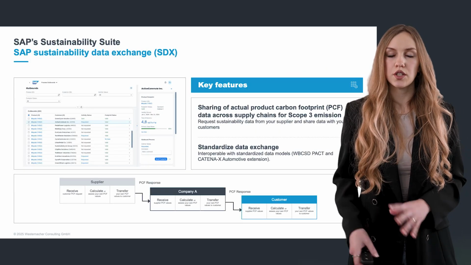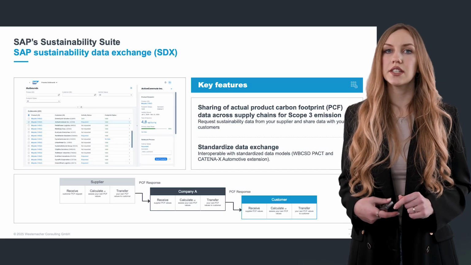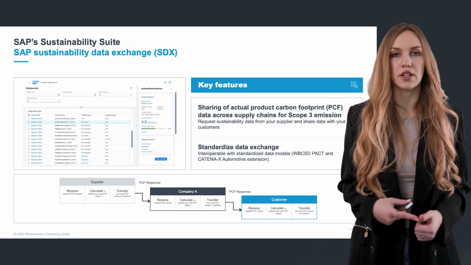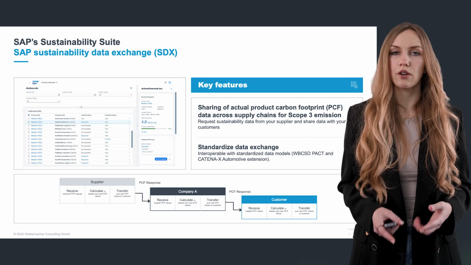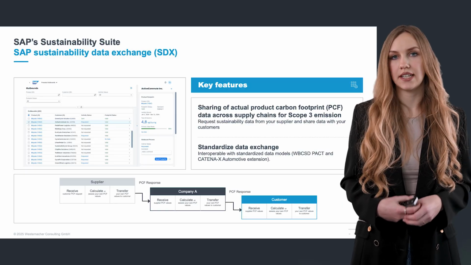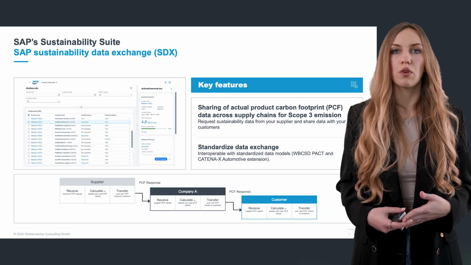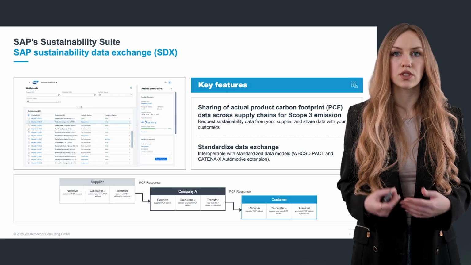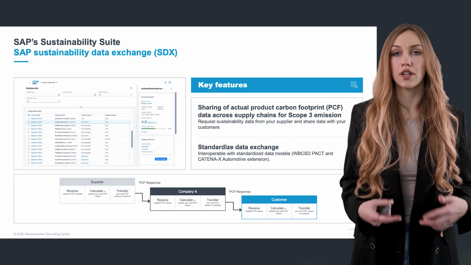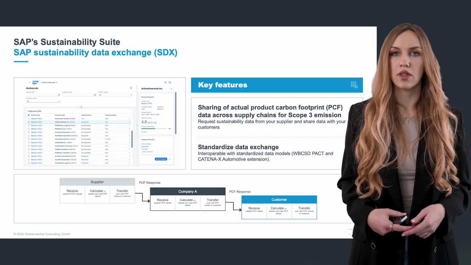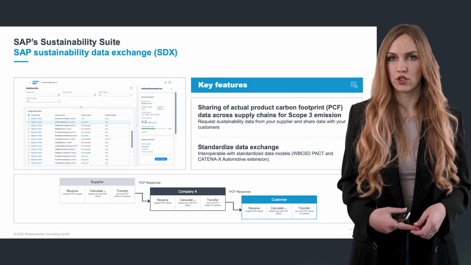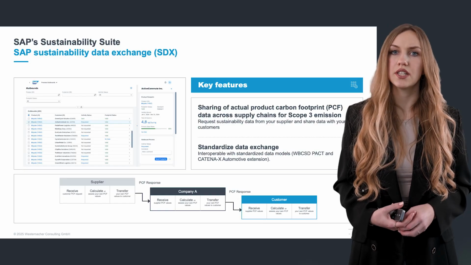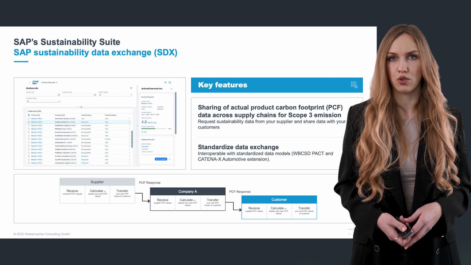We just talked about solutions to collect data and to report data for our company, but now we want to share this data with customers and suppliers. And there our tool to go to is SAP Sustainability Data Exchange. This is a platform where we can share actual product carbon footprints for the Scope 3 emissions with suppliers and with customers. We can even request data here. And the good thing is we have a standardized data exchange, so it's interoperable with several standards, for example Catena-X, which is really relevant in the automotive industry.